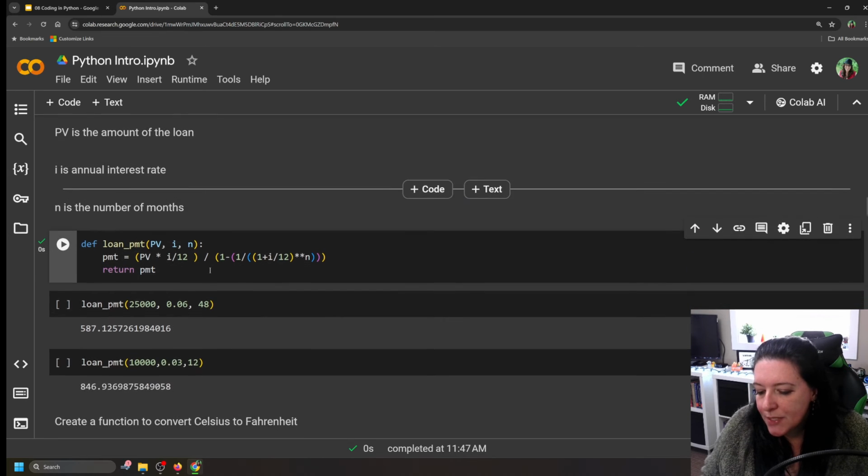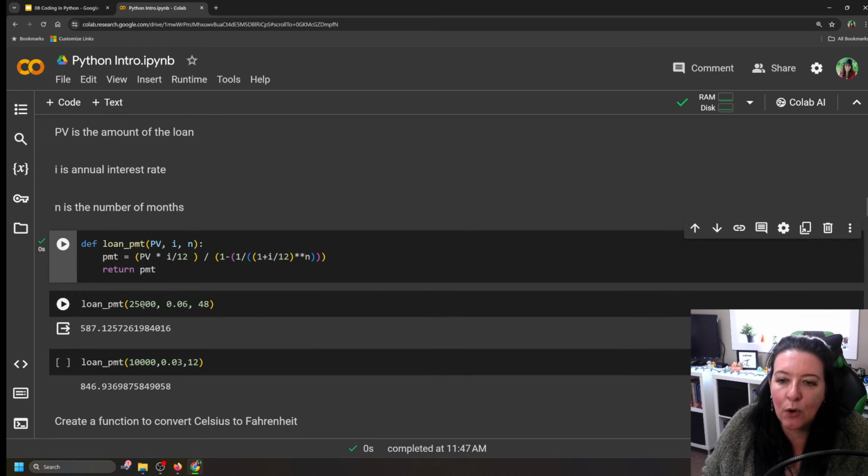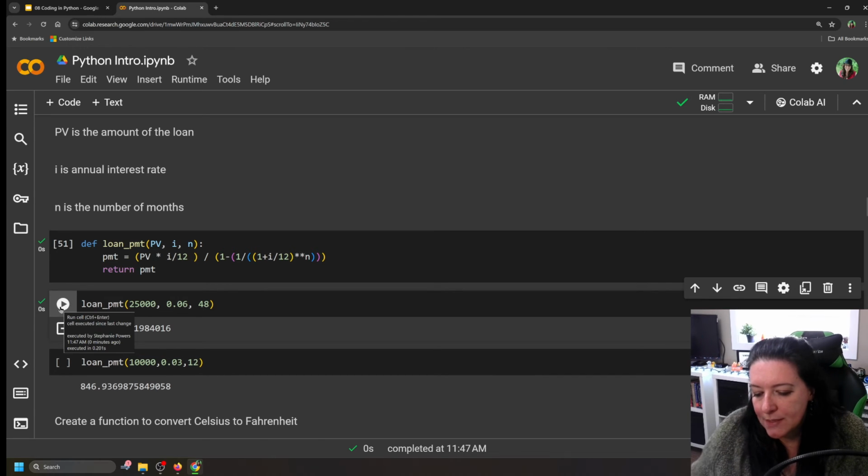And what this allows us to do is say, okay, well, if I get a loan for $25,000, the interest rate is 6%, so 0.06, and I'm going to pay for it over 48 months, so probably a car loan, then it can output the loan payment. I'm going to have to pay $587 every time I make my monthly payment.